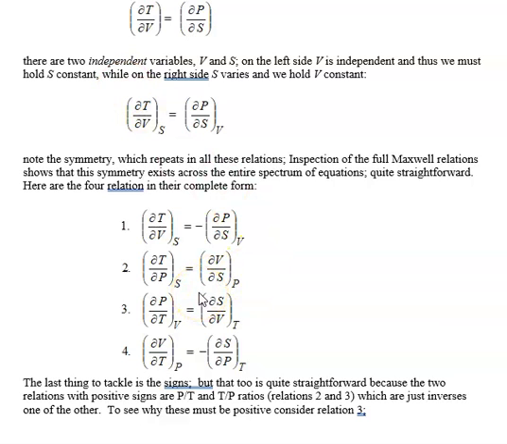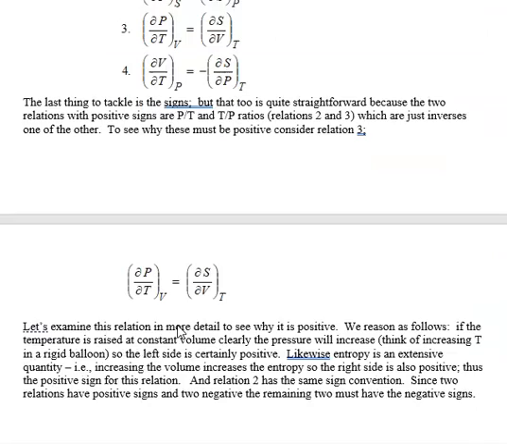So let's try to reason out why these relationships have plus signs. And the easiest way to do that is to take a look at relation 3. Partial P with respect to T at constant V. Let's see why that is positive. Well, what it says is, at constant volume, if we raise the temperature, the pressure should increase. Exactly what we would expect, because the ideal gas equation tells us that PV equals nRT. So, if T goes up at constant volume, the pressure must go up. PV, V is constant, is equal to nRT. T goes up, P goes up.